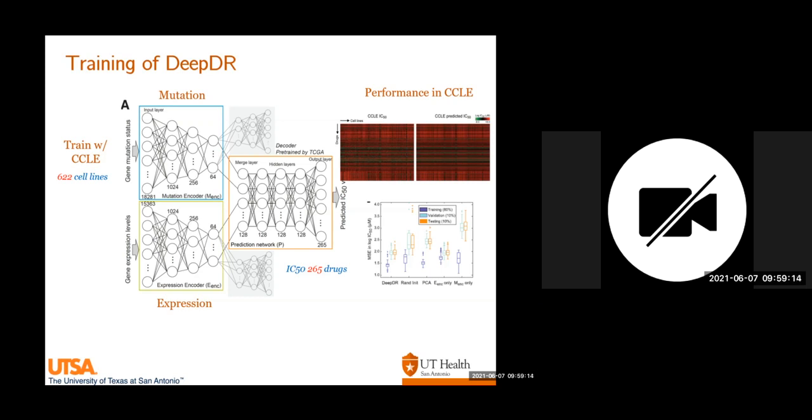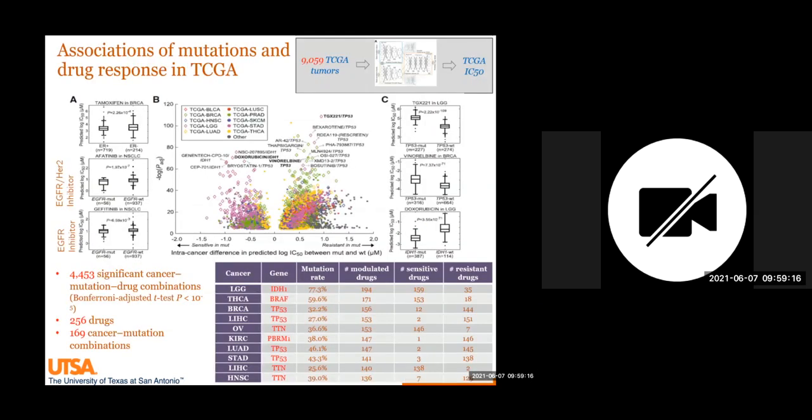Okay, so using this prediction model, we're able to predict the responses of these 265 drugs in TCGA cancer patients, where we are able to prioritize drugs, okay, for a large collection of cancer types. And some of the drug responses are validated by existing data.